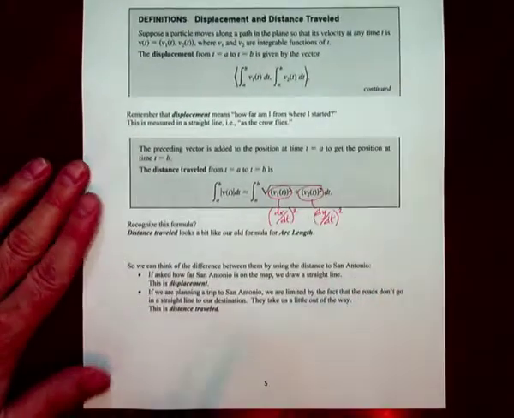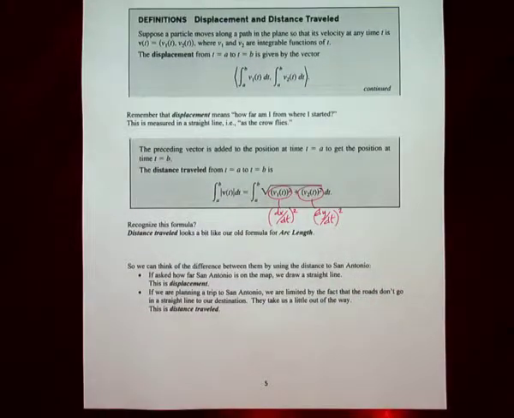So, kind of a goofy example, but if we're thinking about the difference between displacement and distance traveled, let's use from here to San Antonio. If I ask how far San Antonio is on the map, or basically how far it is across the globe, straight shot, that is displacement. You draw a straight line from where you are to San Antonio, that's displacement.